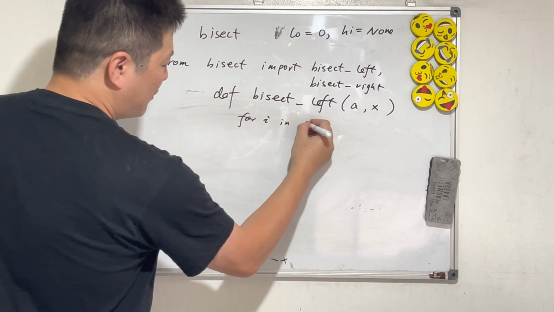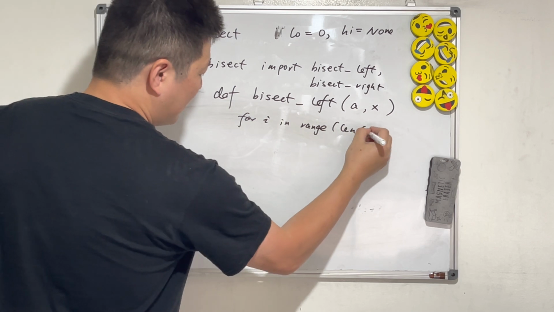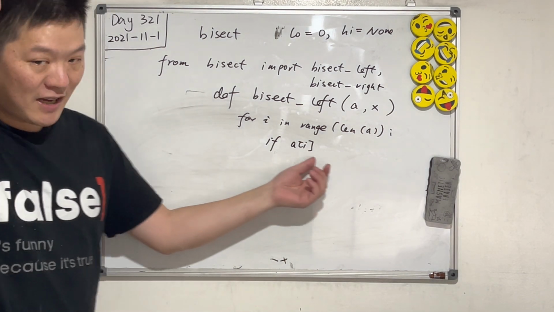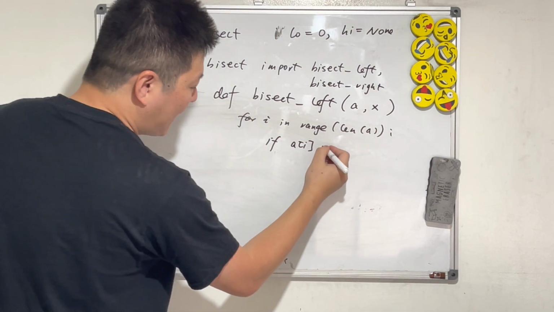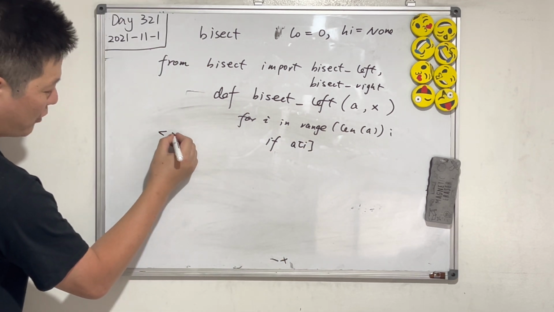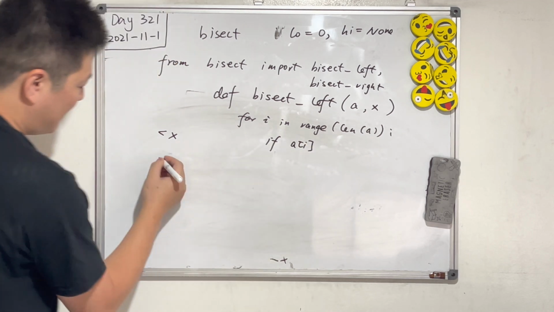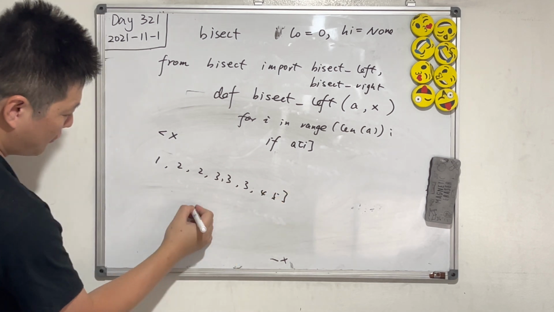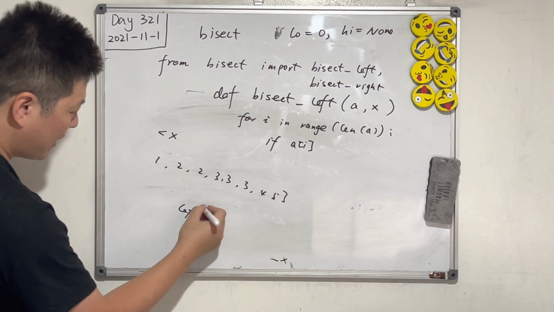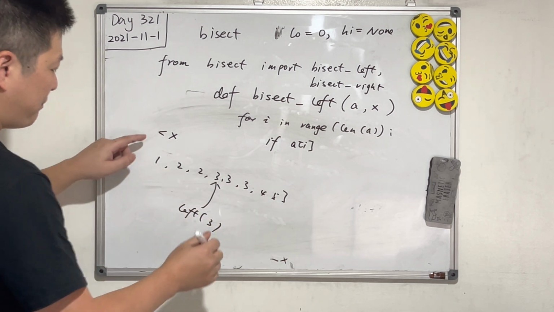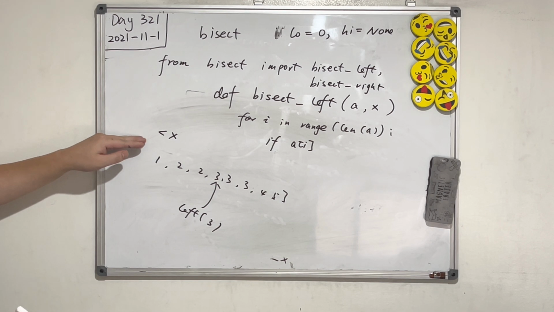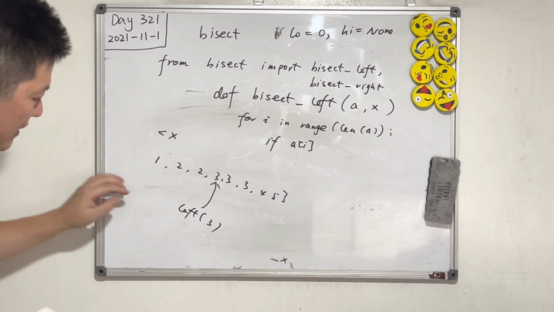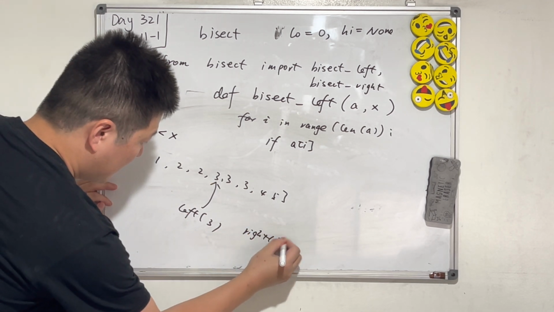So we can just do this: for i in range, length of a, right? Then we can say if a[i]. If a[i], for bisect_left, is strictly smaller than x, right? So if a[i], okay, 1, 2, 2, 3, 4, 5. So bisect_left 2, bisect_left 3, it will give me here, right? So look, bisect_left is here. Bisect_right 3 is here, right?